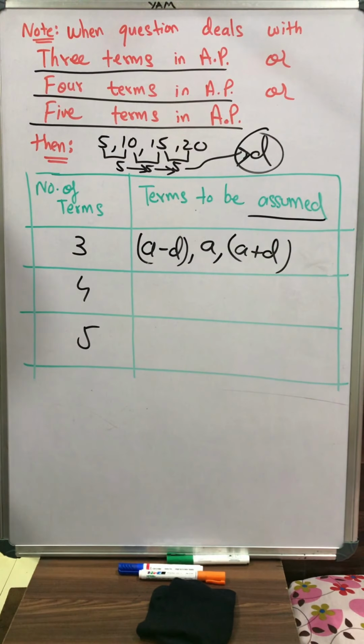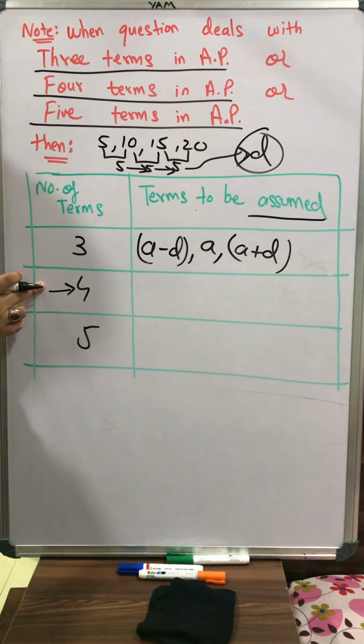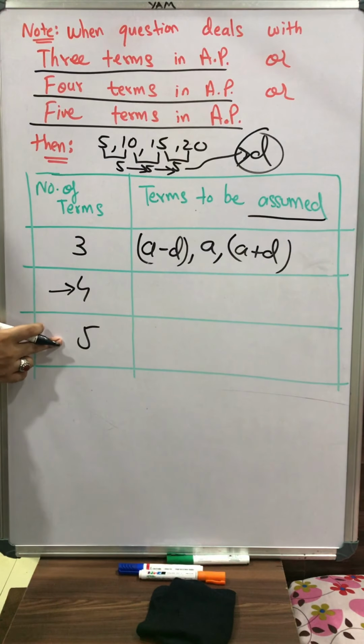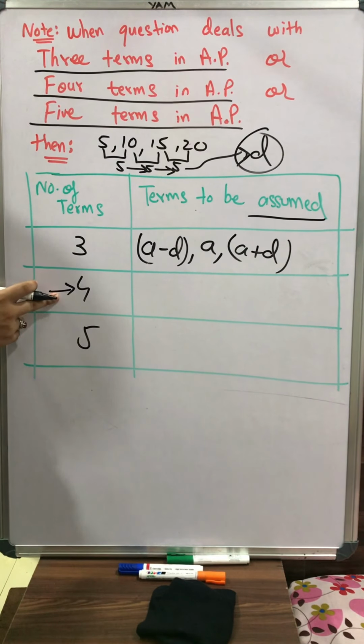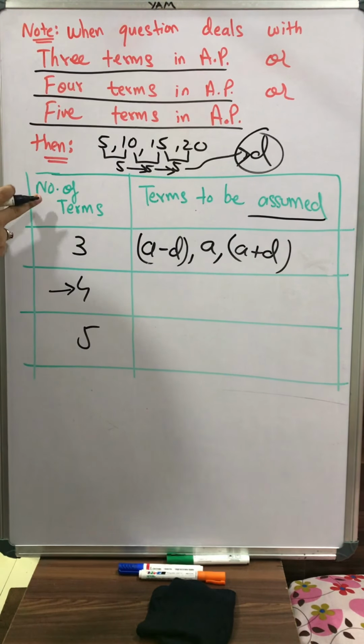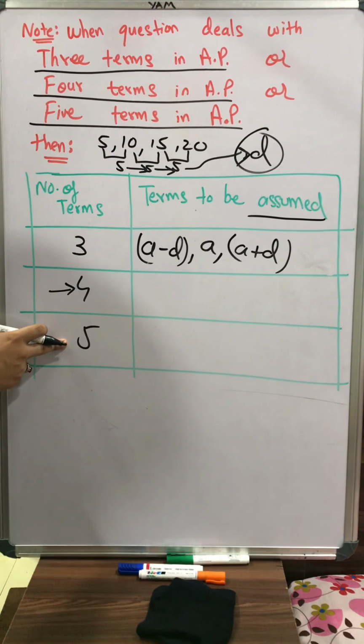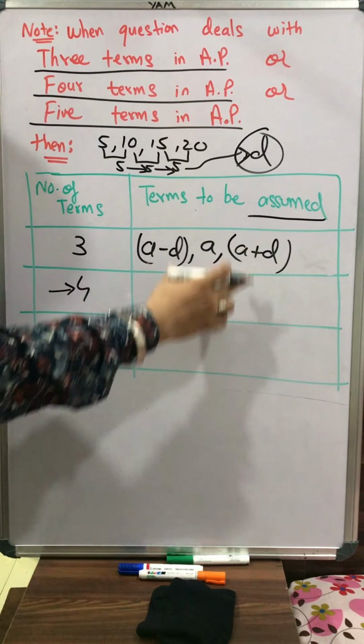Now 4 terms. Whenever 4 terms are asked, I'll keep this pending. First I'll do the 5 terms, and we'll do this at the last. After these 3 terms, we'll come to the 5 terms. When the question says there are 5 terms in AP, what to do? Just copy these 3 terms as they are.